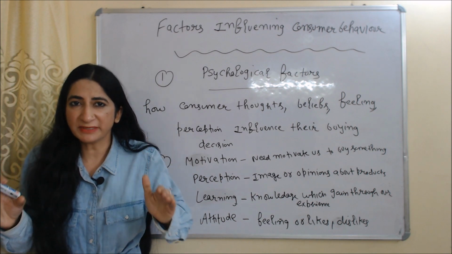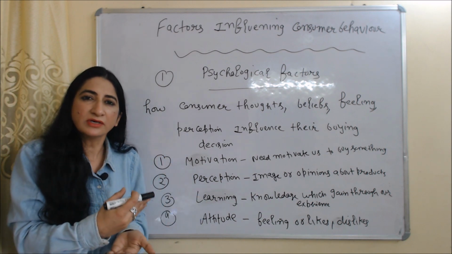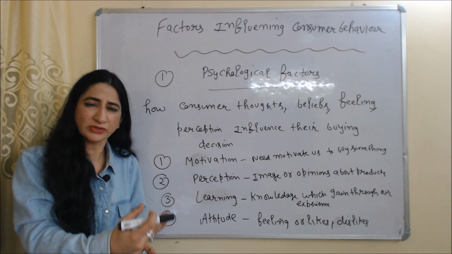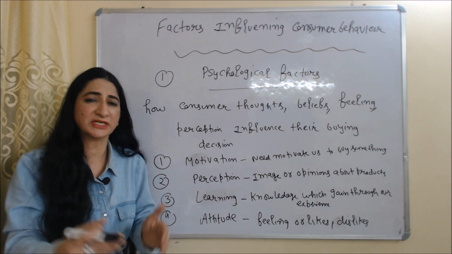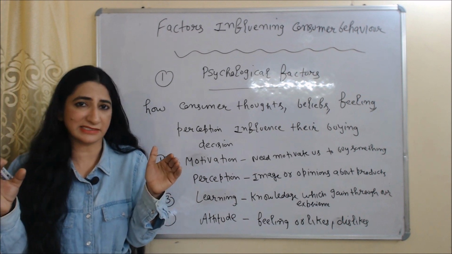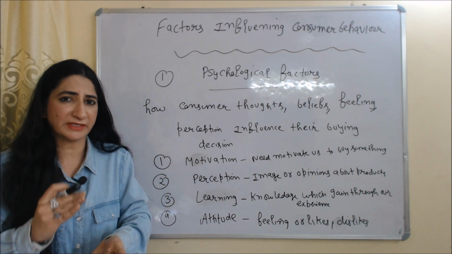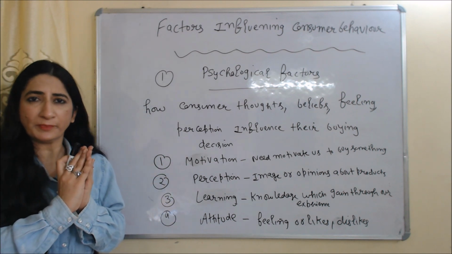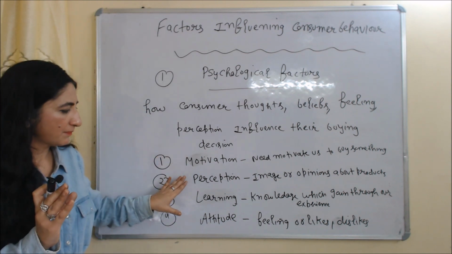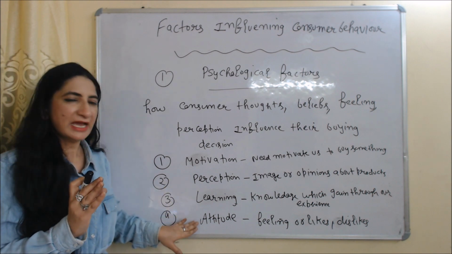Psychological factors basically tell us how consumers' feelings, thoughts, beliefs and perception influence their buying decisions. And psychological factors are basically divided into four parts: motivation, perception, learning and attitude.